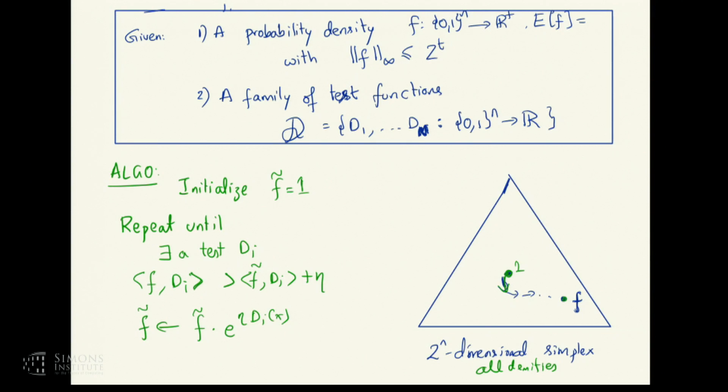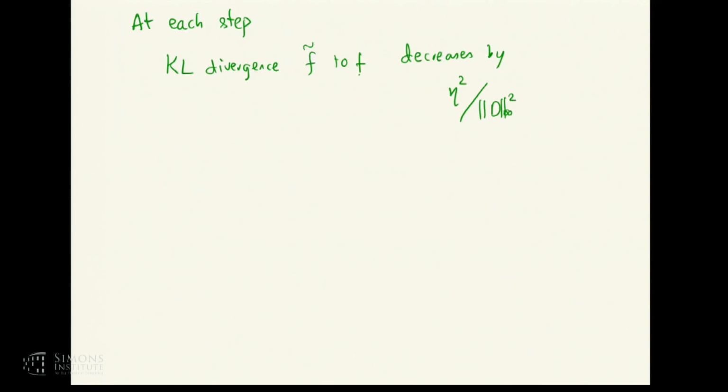So therefore, but you can't go on for too long. The distance you can go is exactly the KL divergence from f to your original point, which is uniform distribution, which we assumed is at most t. The KL divergence between uniform distribution and f was at most t. So that's the reason why you stop where you converge in t times the infinity norm of d by epsilon squared steps. Any questions on this?